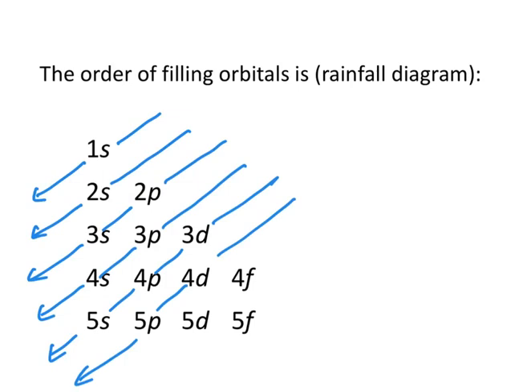The first rainfall falls to the 1s. It means that 1s is the lowest energy orbital. The second rainfall falls to the 2s orbital. It means that the 2s orbital is the second lowest energy orbital. The third rainfall falls to the 2p and then 3s. It means that the 2p orbital has higher energy than 2s, followed by 3s. The fourth rainfall falls to the 3p orbital and then 4s.